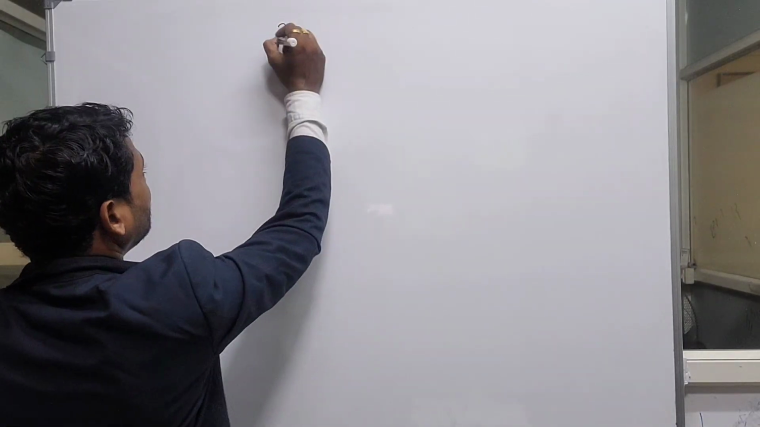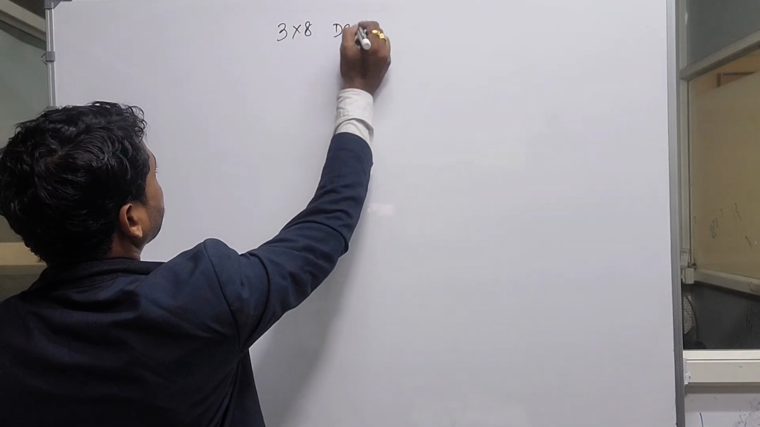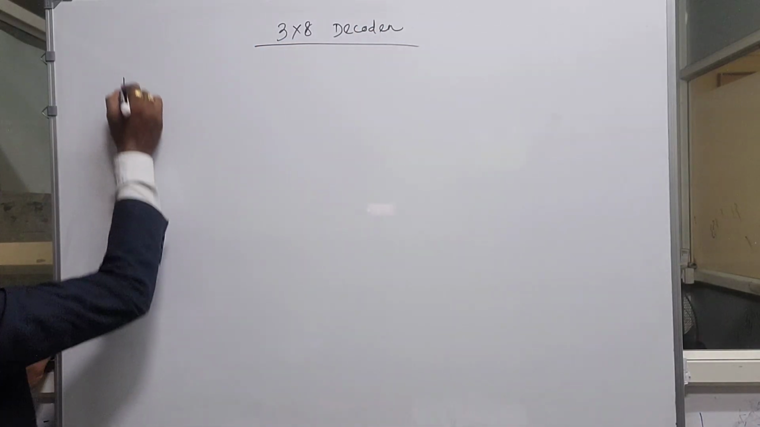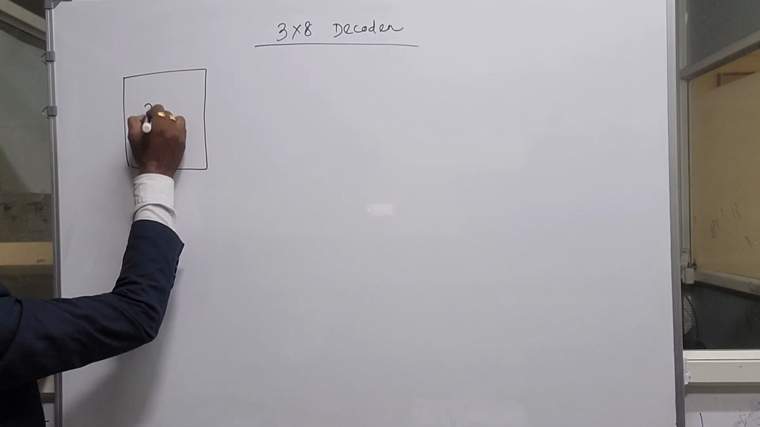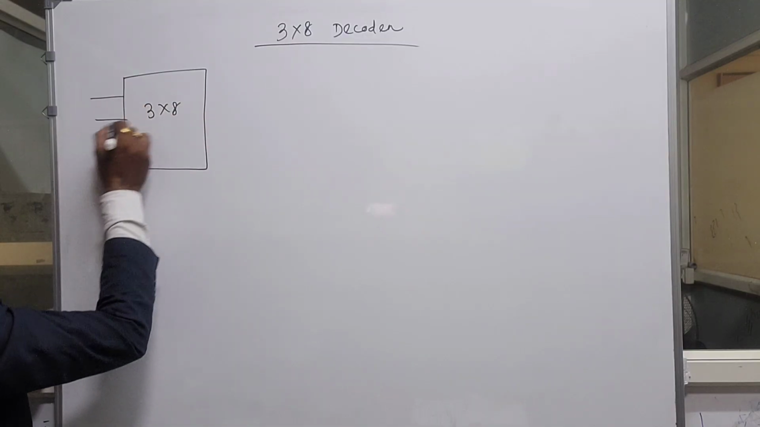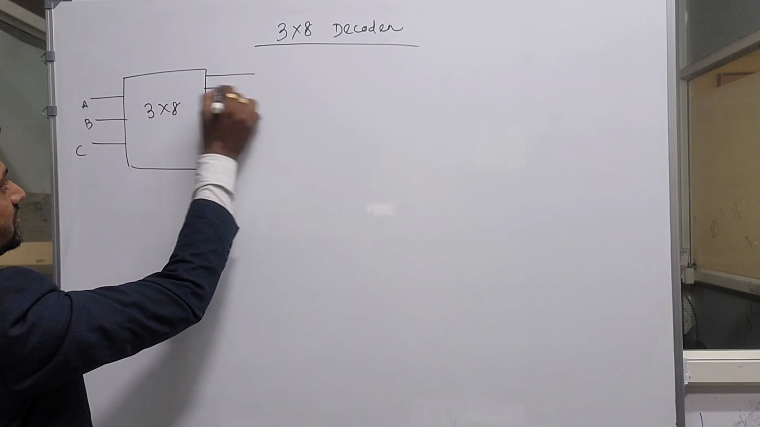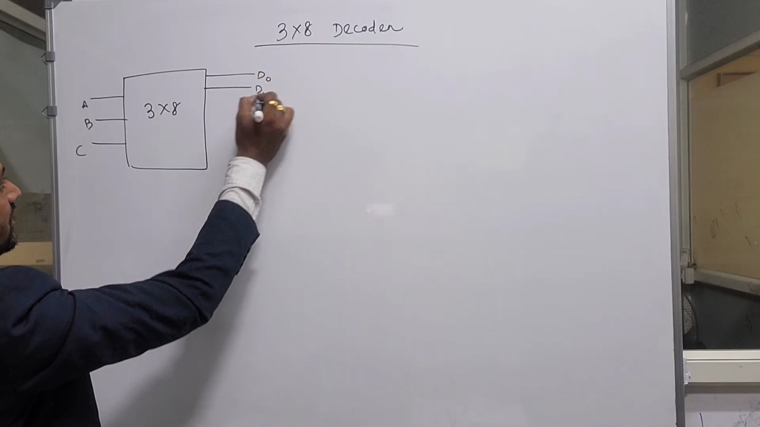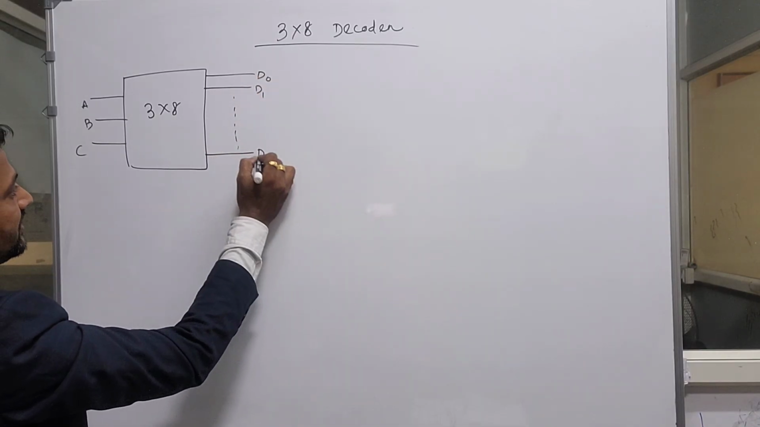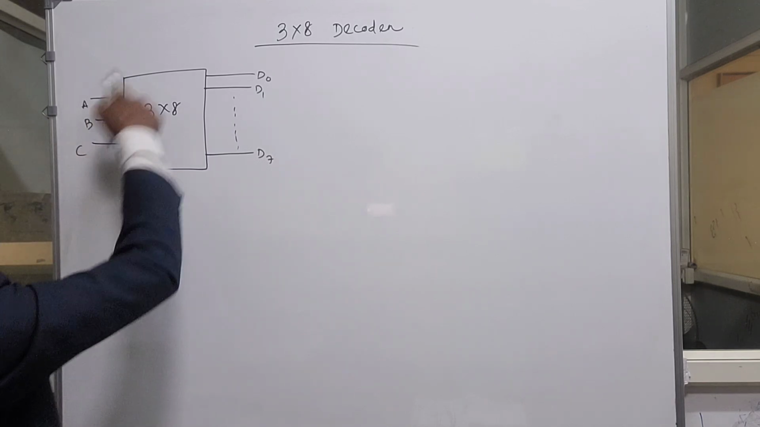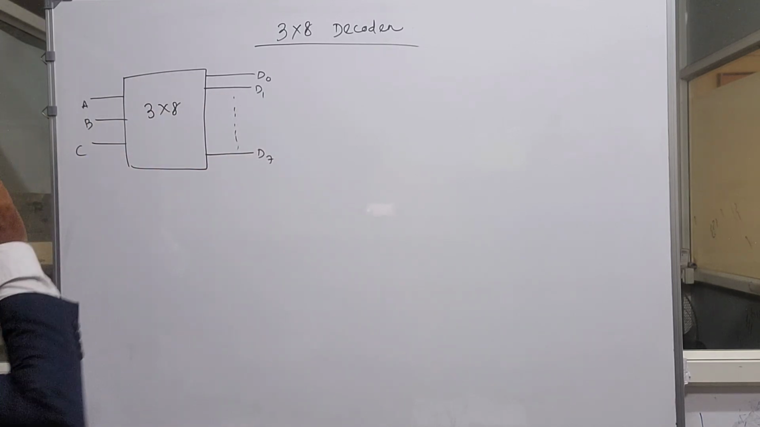Next is the 3 into 8 decoder. As I've told, in the 3 into 8 decoder, matlab there are 3 inputs A, B, C, and what are the outputs? D0, D1 up to D7. There are how many outputs? 8 outputs. सो ये ब्लॉक डायग्राम हो गया 3x8 डिकोडर का.